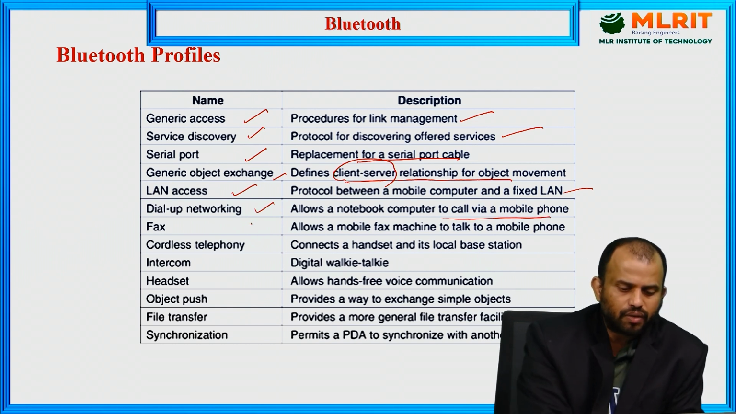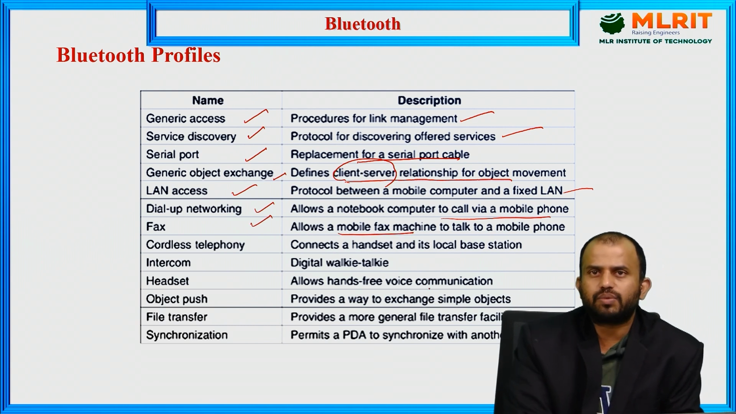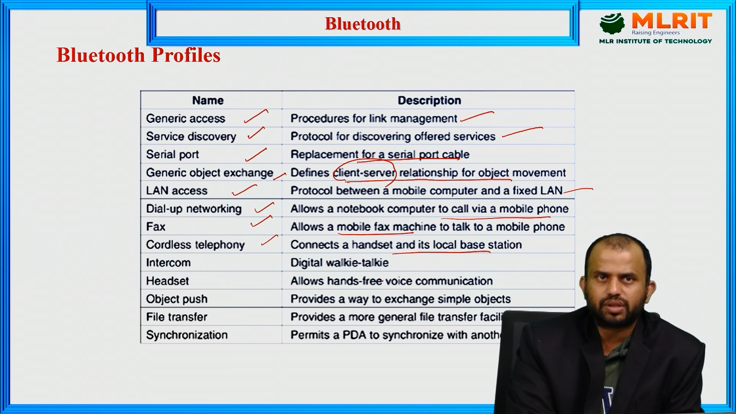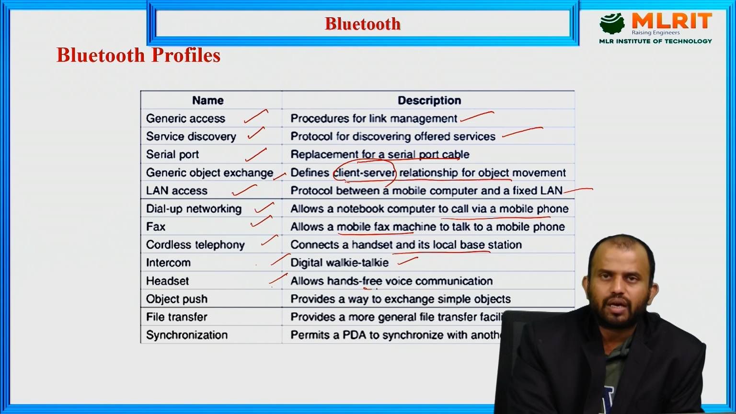Similarly we have fax. The mobile phone also allows a fax machine to talk to a mobile phone, and we can handle that mechanism as well. And a cordless telephone, which connects the handsets to a local base station. And we have intercom, which is a digital walkie-talkie, a limited short-range local area network communication, which we call intercom. And we have a headset, for hands-free voice communication, such as a wireless Bluetooth headset or earbuds.